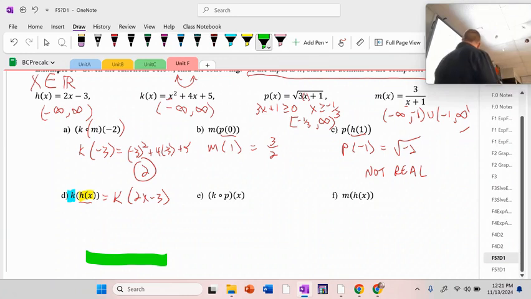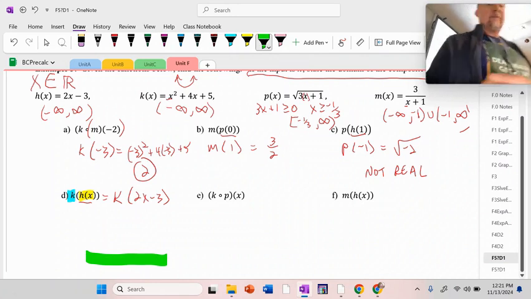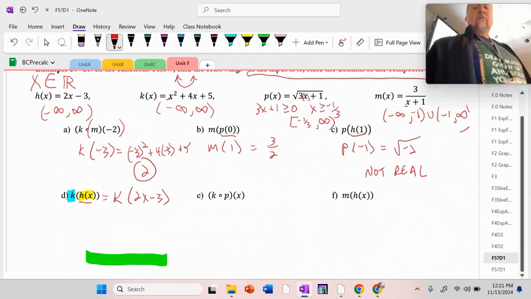But honestly, what are the domains of h and k? What are the domains of h and k? All real numbers. So what's the composition's domain going to be? All real numbers. We'll play this game, but watch what happens with the last one.